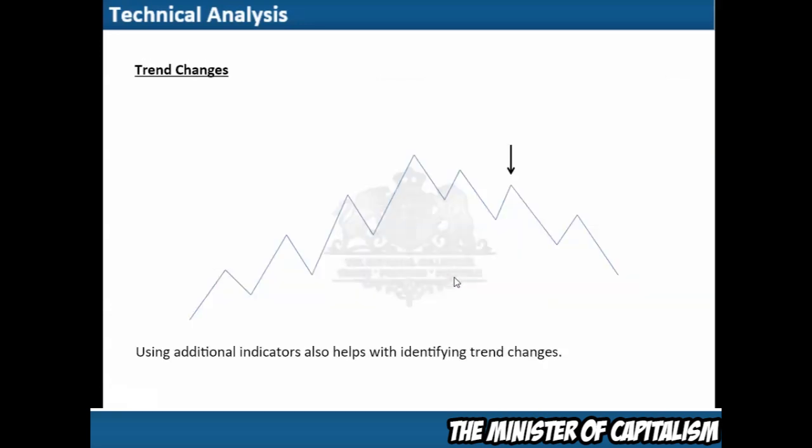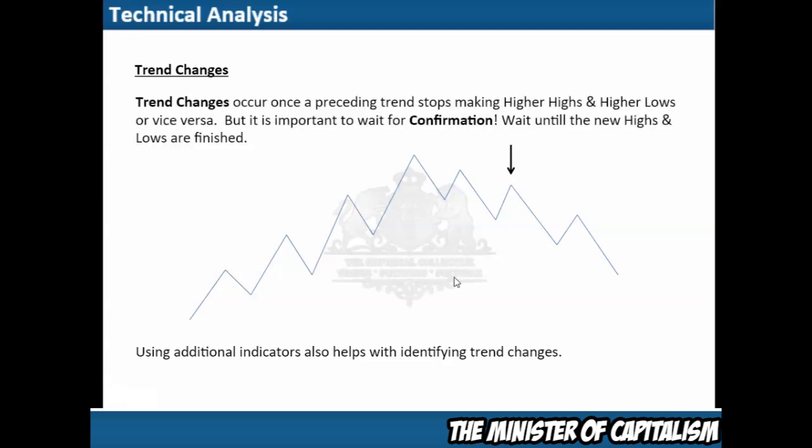Trend changes. Using additional indicators also helps with identifying trend changes. Trend changes occur once a preceding trend stops making higher highs and higher lows, or vice versa. But it's important to wait for confirmation. Wait until new highs and lows are finished. Using additional indicators also helps with identifying trend changes.